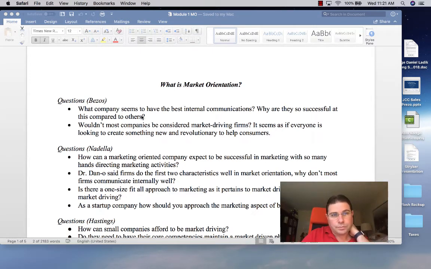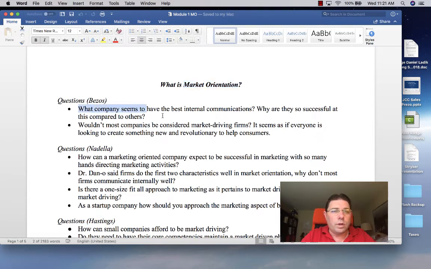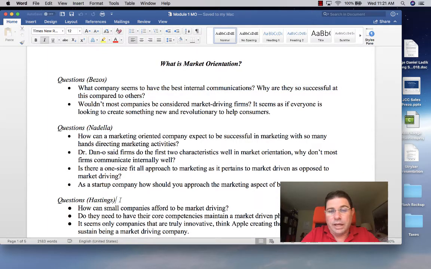So, Team Bezos, the CEO of Amazon, Jeff Bezos, richest guy on the planet. What company seems to have the best internal communications? Why are they so successful at this compared to others? Well, I think Amazon's really good at it, but it's this guy right here, Reed Hastings at Netflix. You want to talk about a data-driven approach to making decisions? I don't think anyone does it better than Netflix. They use the data to make all decisions. There's no conflicts. It's the right thing to do because the data tells them what to do, not some internal politics.